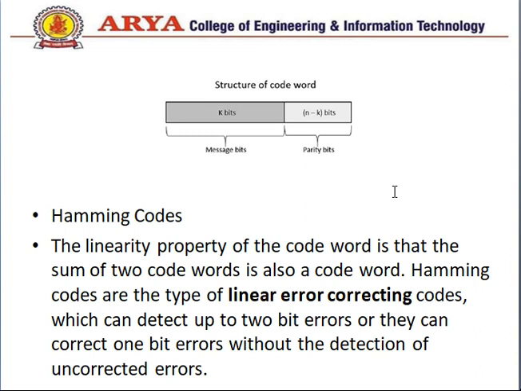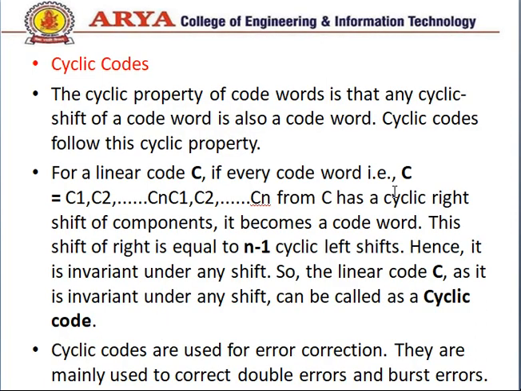Hamming codes are an example of linear block codes. The linearity property of code words is that the sum of two code words is also a code word. Hamming codes are a type of linear error-correcting code which can detect up to 2-bit errors, or they can correct 1-bit errors without detection of uncorrected errors.